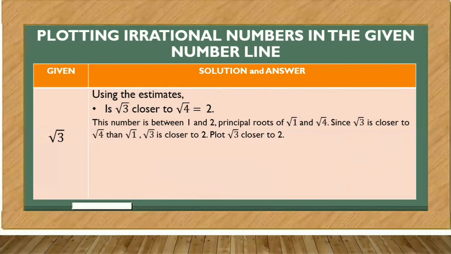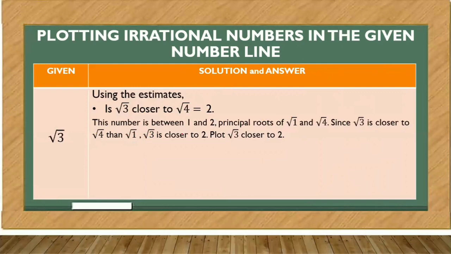So, ipa-plot down natin si square root of 3. Ayan. Principal root of square root of 1 and square root of 4. 1 and 2 yun. Since square root of 3 is closer to square root of 4, mas malapit siya kay square root of 4 than square root of 1 kesa kay square root of 1. Then, square root of 3 is closer to 2. Mas malapit siya ngayon kay 2. Plot square root of 3 closer to 2.